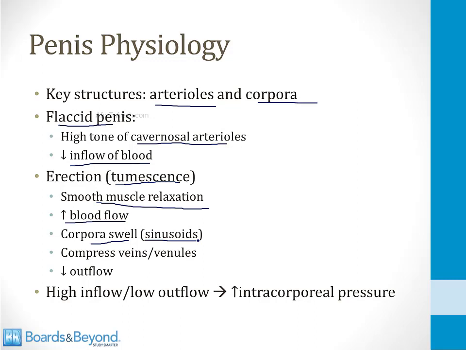They have structures called sinusoids that can fill with blood and swell, and this will lead to an erection. Also helping maintain an erection is the fact that the swollen corpora compress veins and venules in the penis. This decreases the outflow. So this whole process of high inflow, low outflow, plus swelling of the corpora from smooth muscle relaxation leads to a high intracorporeal pressure, and that's what leads to an erection.